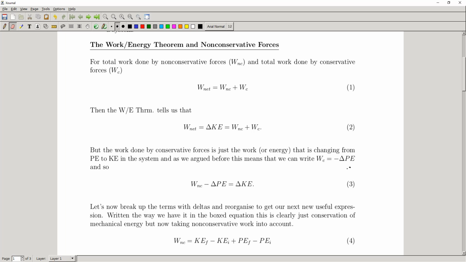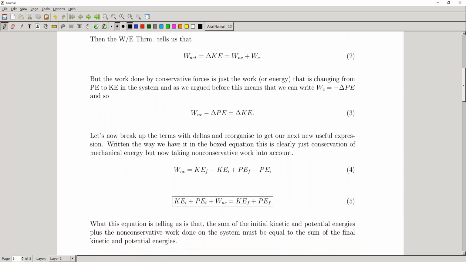If we reorganize this equation here, what we're doing really is just rearranging the stuff on the left to the right and vice versa, and then we're just going to replace our conservative work done by the change in our potential energy. And if we do that, we end up with the equation that we have down here, equation 3. And so from this point forward, we're basically just going to break things up.